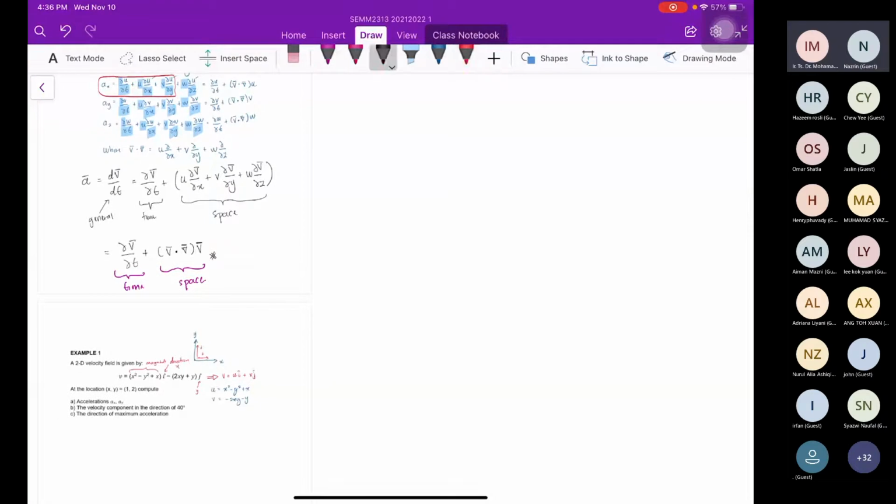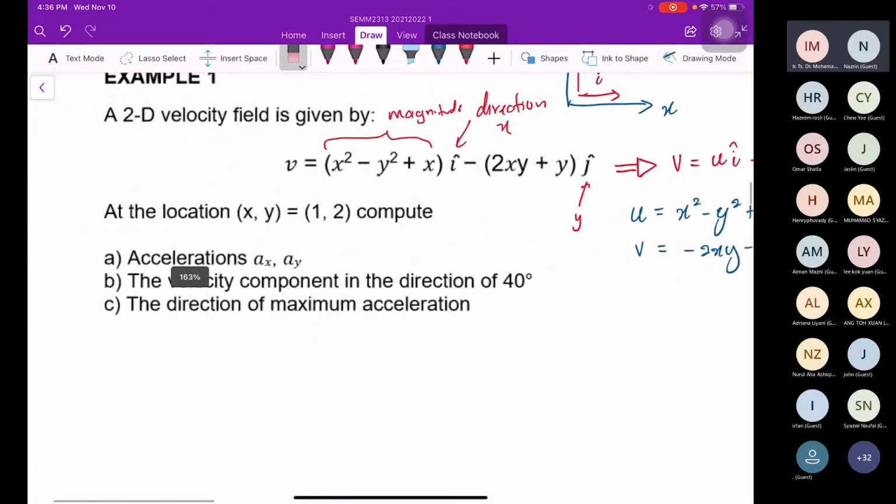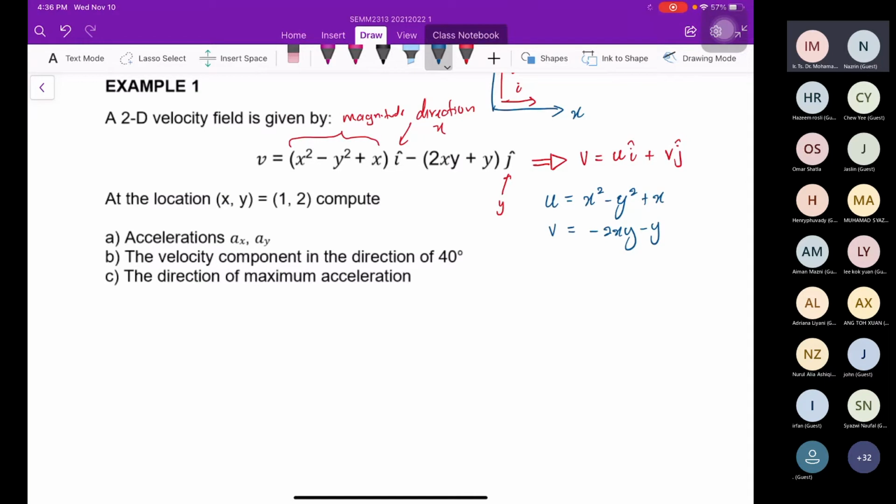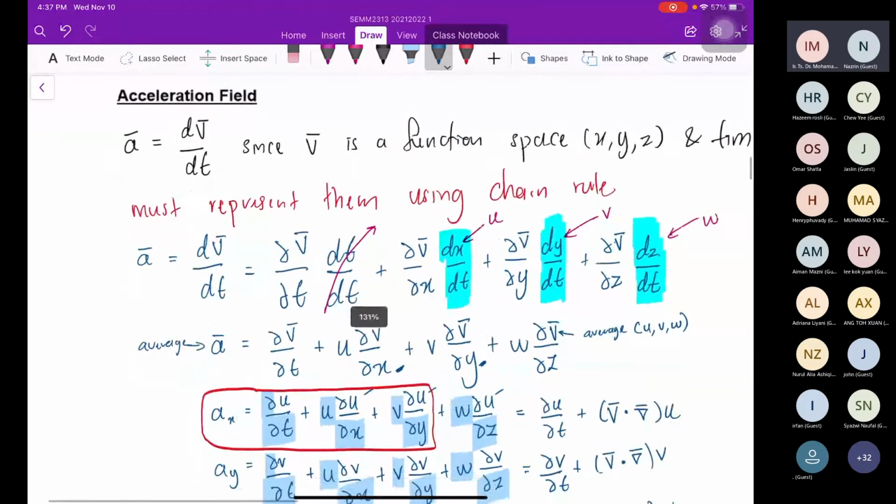I write the equation. In order to get ax, it is based on the equation; I follow directly from the equation. Partial derivative of u over partial derivative of t, plus u partial derivative of u over partial derivative of x, plus v partial derivative of u over partial derivative of y. Is it the same? Yes, it is the same.